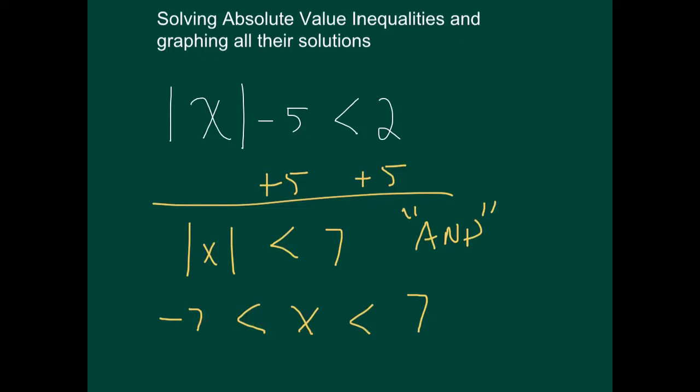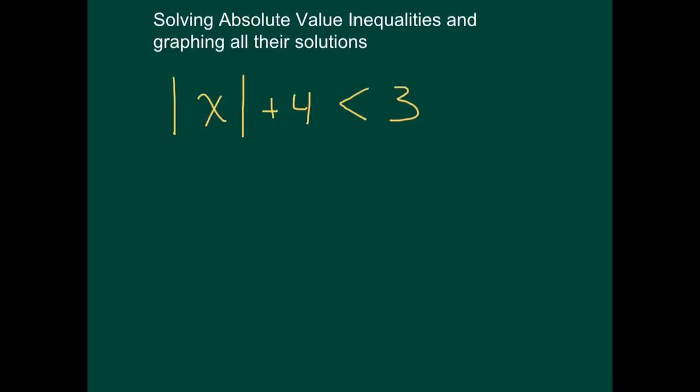When you go to graph those and show all your solutions, in the middle will be 0, out here will be 7, over here will be negative 7. It does not include 7, does not include negative 7, but it's everything in between. Okay, so this is question number 2 for you. Give this a shot. Go ahead and hit pause, solve, and show all possible solutions.